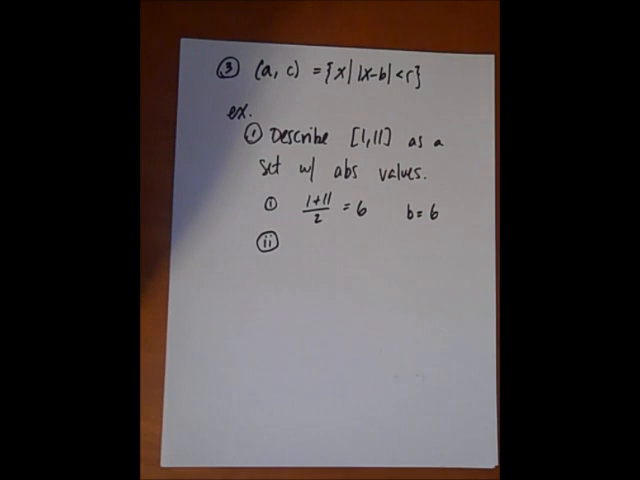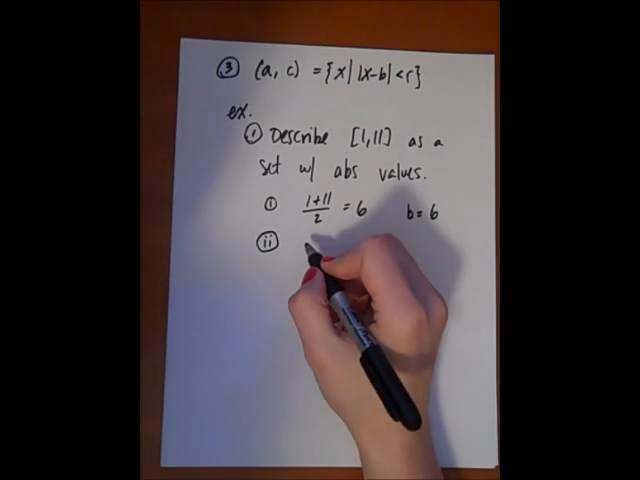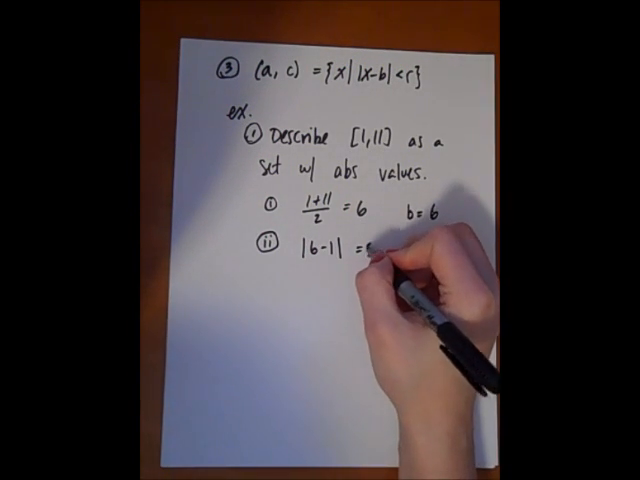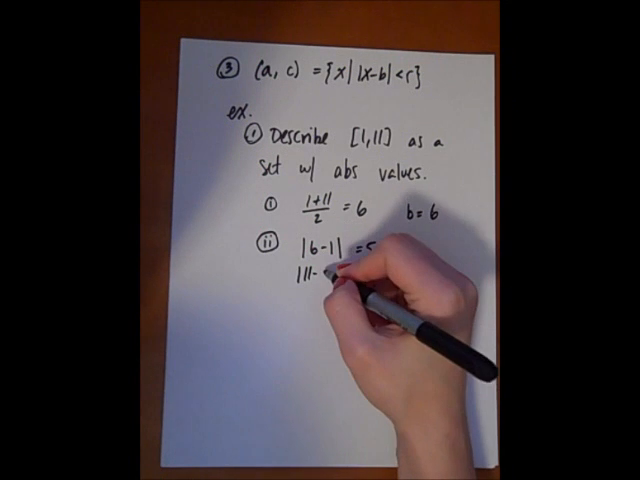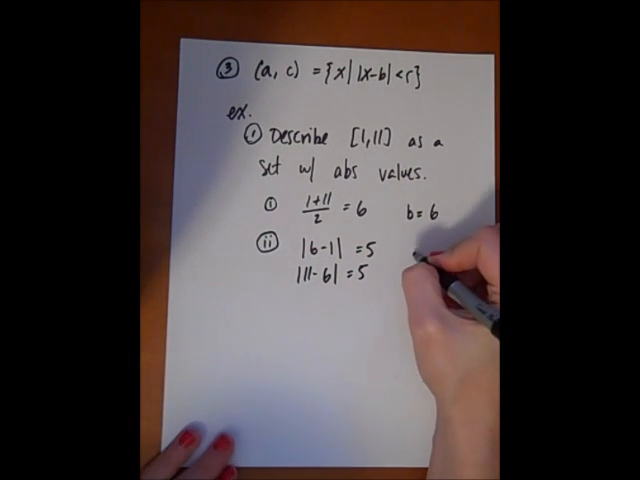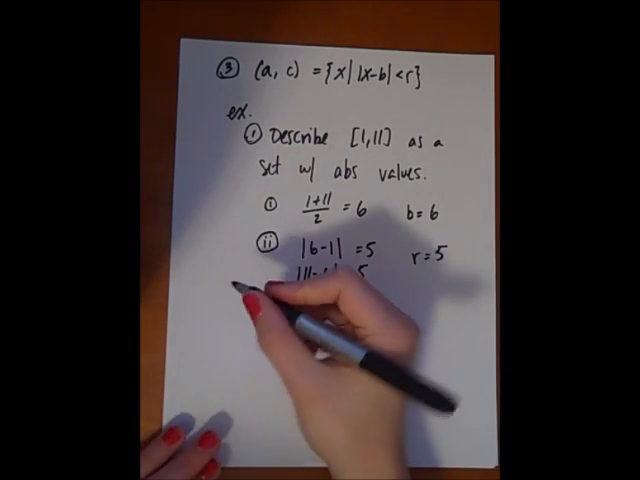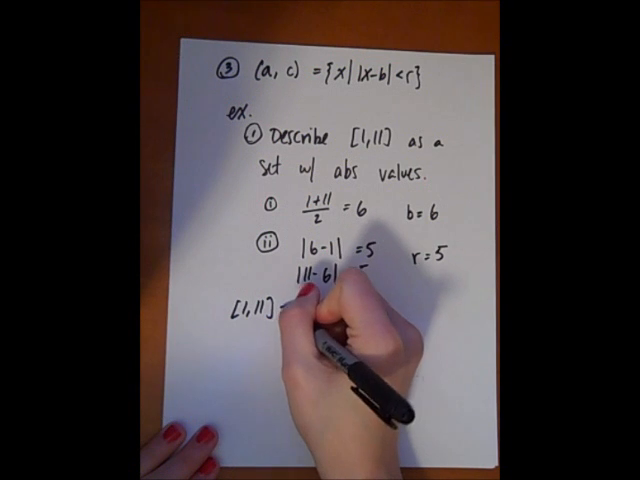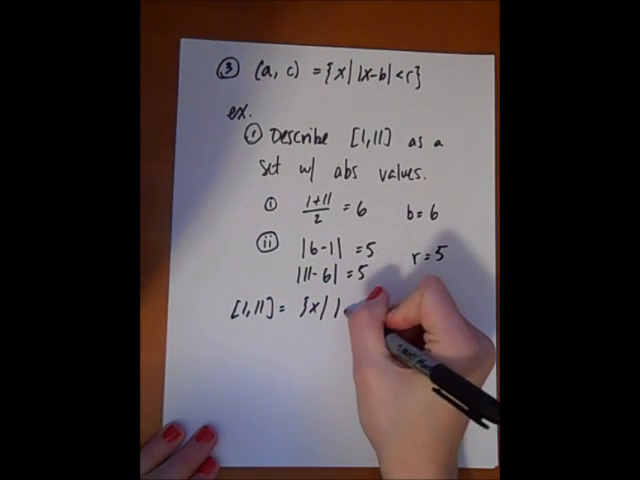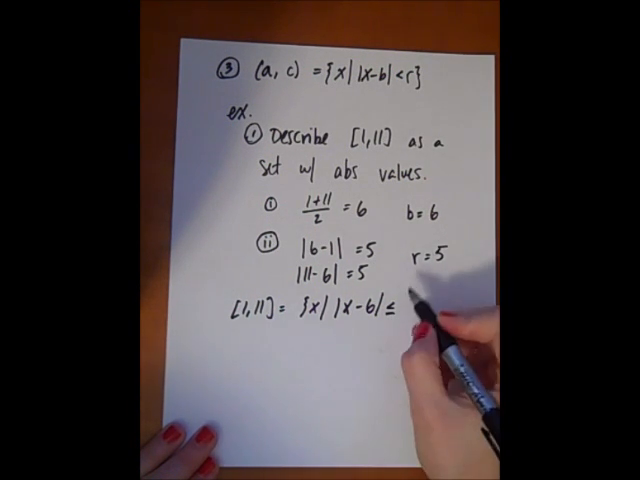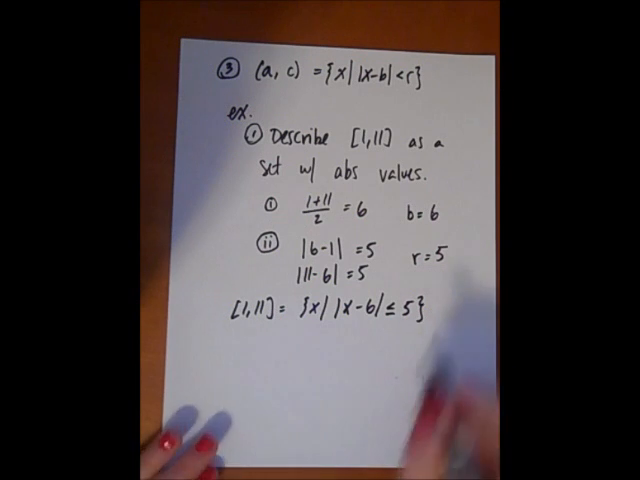Next, I want to find the distance from one of my endpoints to the middle. So that was the absolute value here. 6 minus 1, that gives me 5. Alternately, I could have done 11 minus 6, doesn't matter. It's all going to give me 5, so my r here is 5. Now that I have the center of my interval and the radius, which is what we're going to call it, the radius of the interval, or how far away the endpoints are from the center, I can say that the interval from 1 to 11 is going to be the set of all x, such that |x - 6|, that was my center, is less than or equal to, because I'm using brackets, 5, which was r.